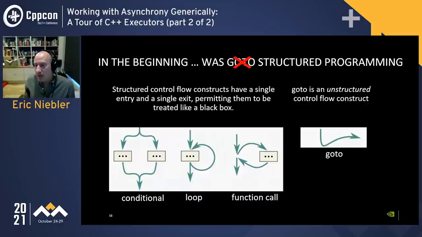In contrast, goto is unstructured because it doesn't fall in this linear sequence of execution. It jumps off into hyperspace. And Dijkstra's point was that the property that these things, you can treat them like black boxes, makes them very easily composable, right? I can put a conditional in a loop in a function call, not a problem. But if I write my code with goto, my code doesn't compose anymore. So we don't like goto, we like code that can compose.